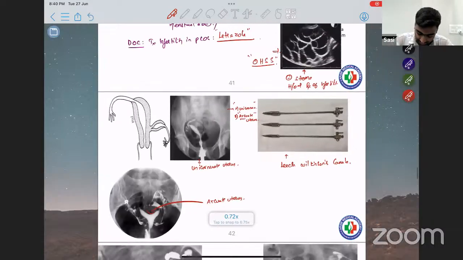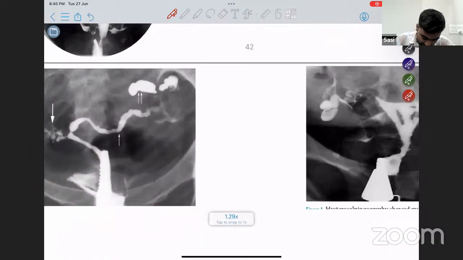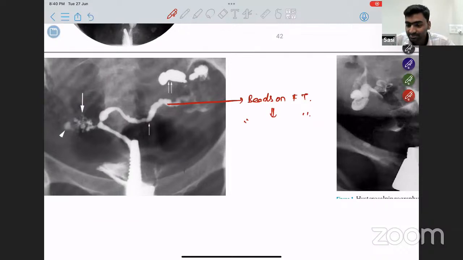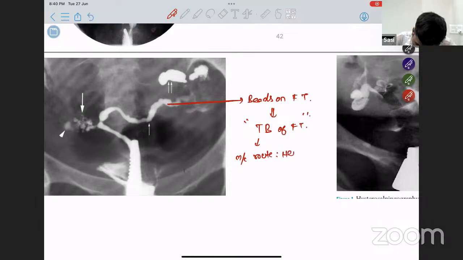Fine. And this HSG examination, which is suggesting beads on the fallopian tube, is suggestive of which of the following infections? Yeah, correct. Most of you are getting it correct. It is because of TB of the fallopian tube. And what is the most common route of spread of this TB? Hematogenous spread. Okay, just remember this one.